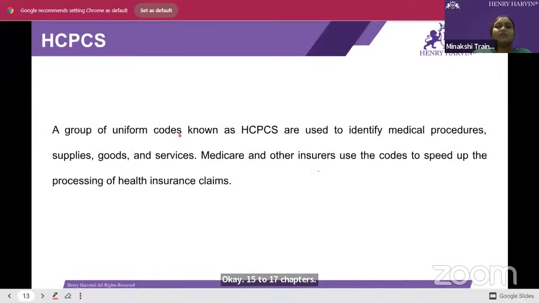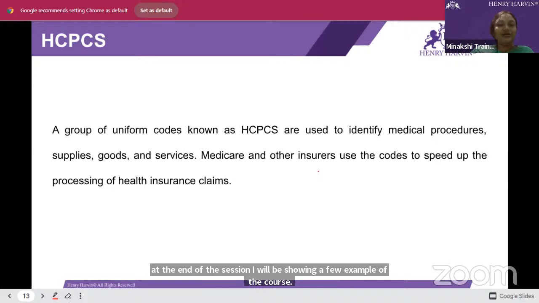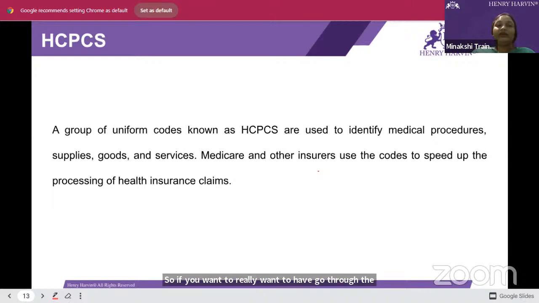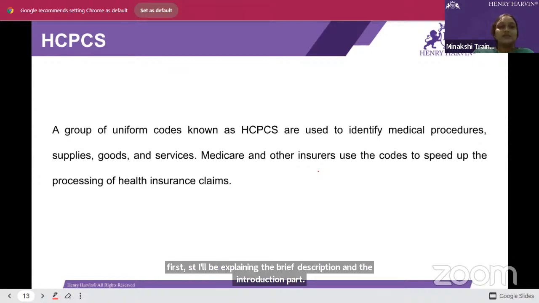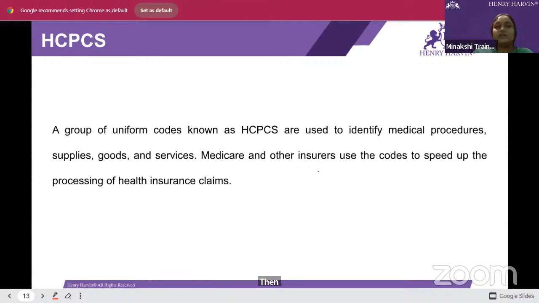Next, we will be talking about HCPCS. At the end of the session, I will be showing a few examples of the course. If you really want to go through the course, I'll show you. First I'll be explaining the brief description and the introduction part. Then finally, we will be moving to some code examples. So you have to wait for that so that I can show you some code examples.